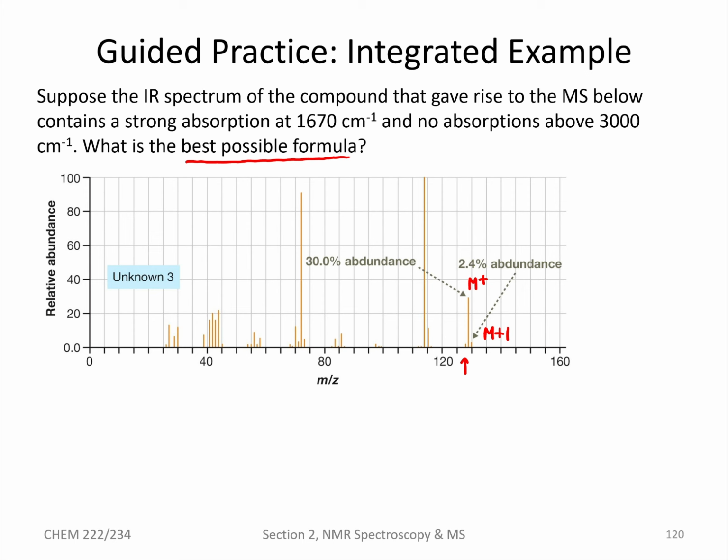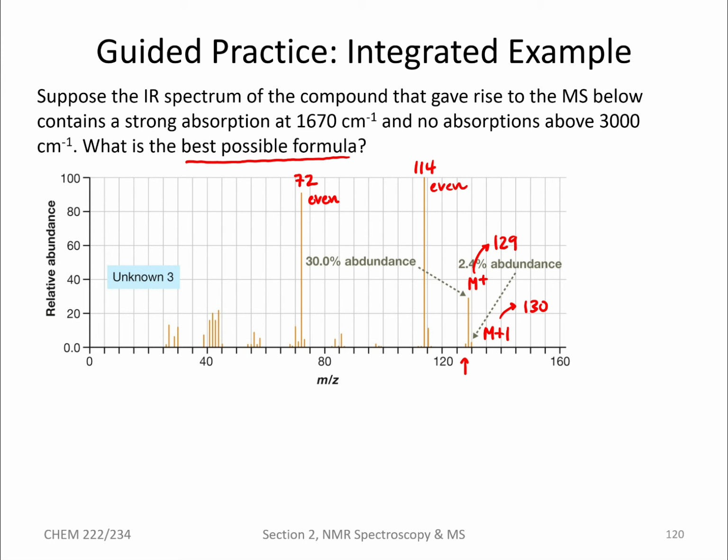Now, we can double check our assignment of our M+ by looking at the other fragments. So we know that we've assigned this M+ as being 129. Our M+1 is at 130. Okay, so let's look at those fragments. We've got a big one at, let's see, about 72. And we've also got our base peak, which is at 114. So both of these fragments have even mass numbers.